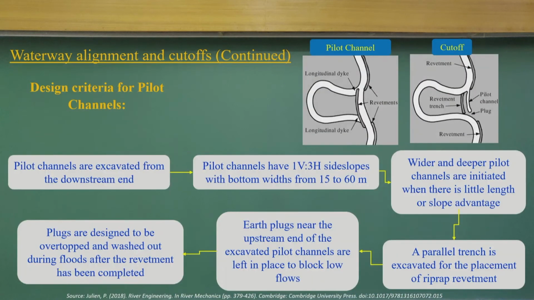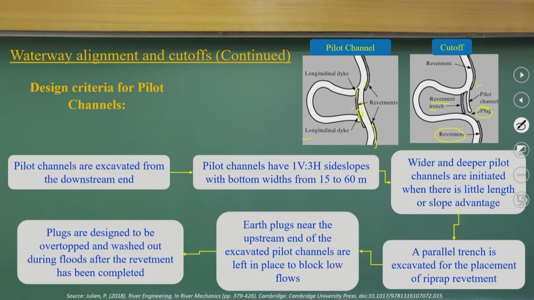Now, if you look at how it happens, like these pilot channels, you want to cut off this river bend. You can consider the revetment and make a pilot channel here, and you can have longitudinal dikes here, followed by a cutoff revetment. Or you can have a cutoff like this. You have a revetment, you have a revetment trench, then you construct a pilot channel, you have a plug, then you have a revetment here.